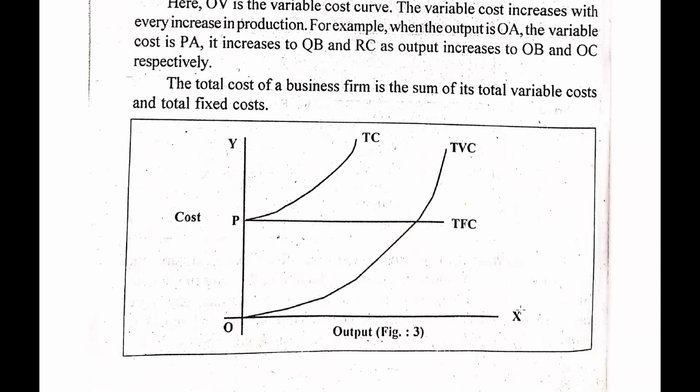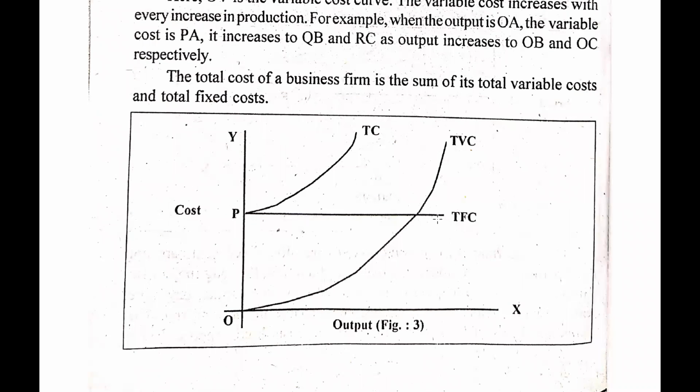And here we will move further to see the total cost of a business firm is the sum of total variable cost and fixed cost. So here we are given total variable cost and total fixed cost, and we are also given the total cost curve. So when we add variable cost and fixed cost, it is known as total cost.